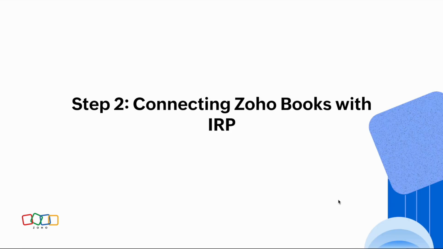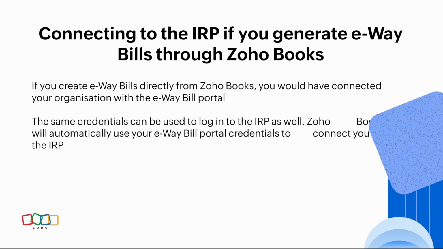The next step is to connect your Zoho Books with IRP. If you create e-way bills directly from Zoho Books, you would have already connected your organization with the e-way bill portal. In that case, the same credentials can be used to log into the IRP portal as well. And Zoho Books will automatically use the e-way bill portal credentials to connect with IRP as well.